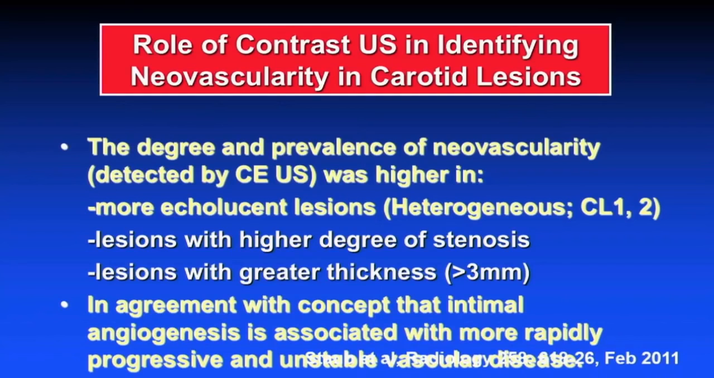But in studies on the use of contrast, it's been shown that the prevalence of neovascularity, or the vasa vasorum that we're seeing, occurs more often in highly echolucent or heterogeneous plaque. So again, it ties in. This is integrated, it really ties in, it works effectively. And I would urge you, when you go back home, to try this. You don't have to rely on MR to characterize plaque. You can effectively do this in your own home.